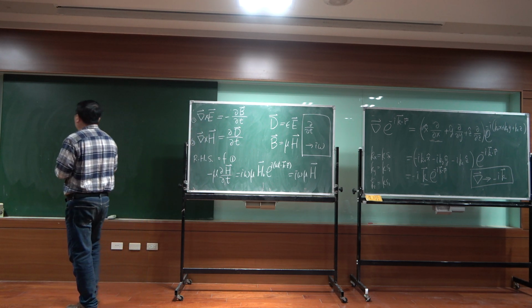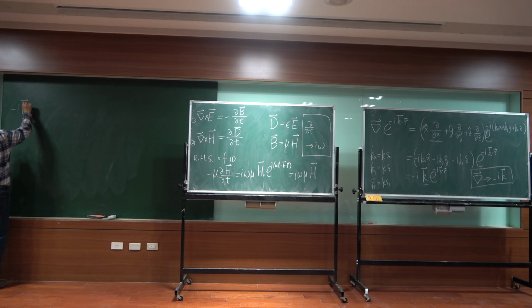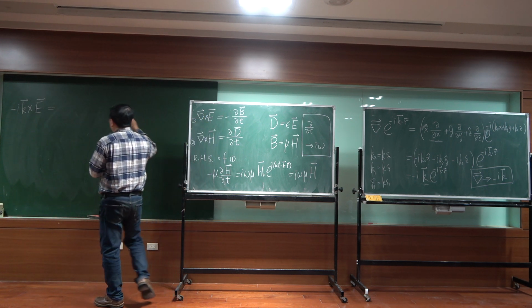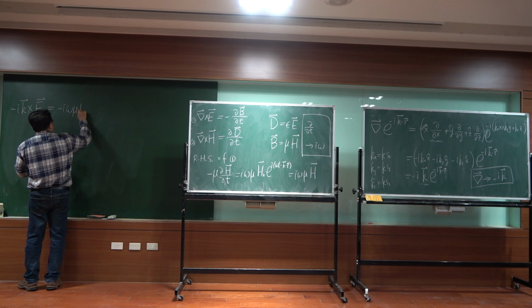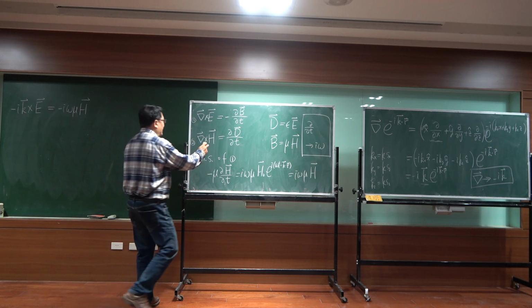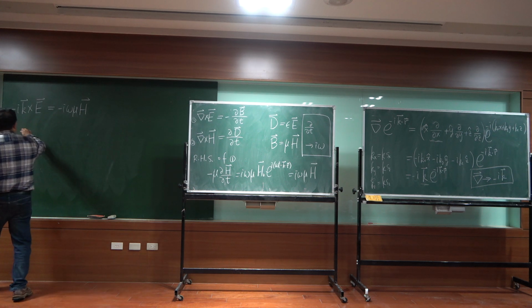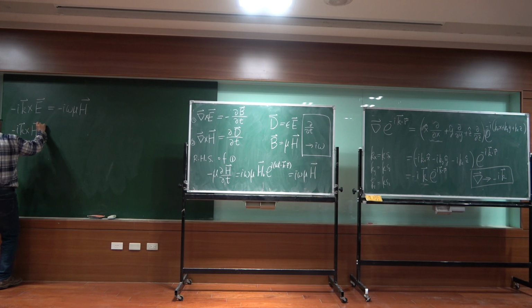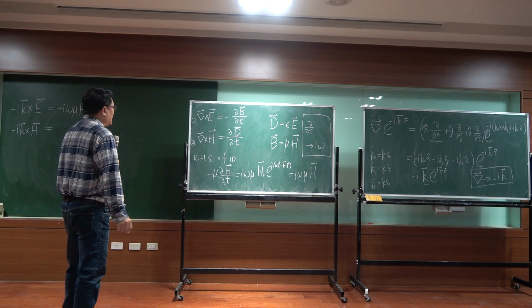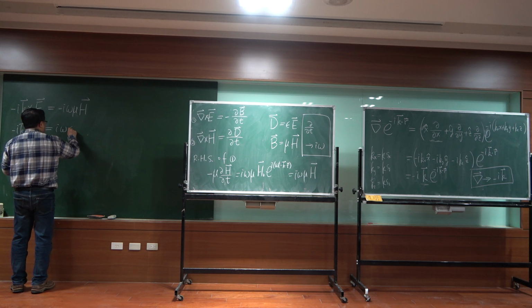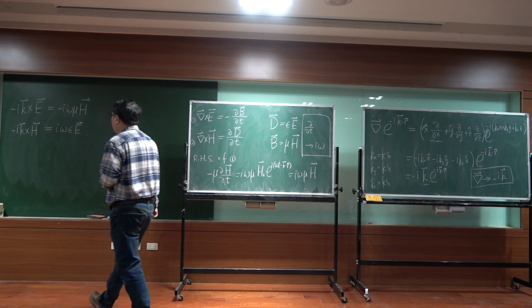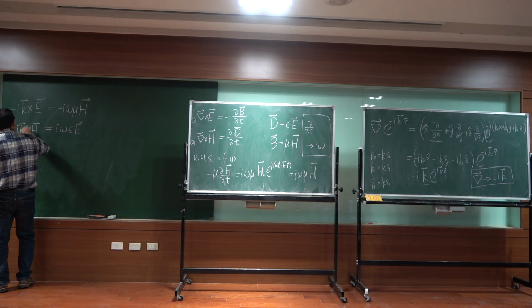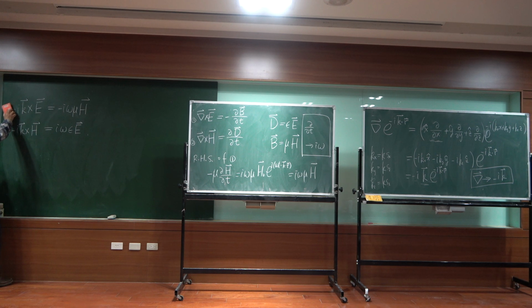So the first equation tells us that minus ik cross E is equal to minus i omega mu H. And the second equation tells us that minus ik cross H is equal to i omega epsilon times E. Okay, so we can drop the minus i omega and get these two equations.